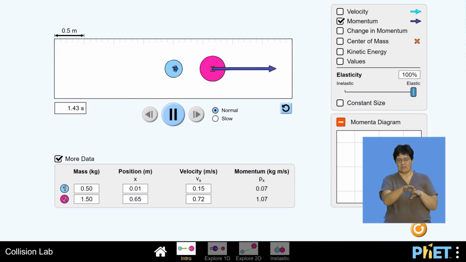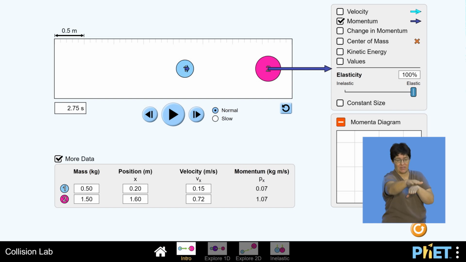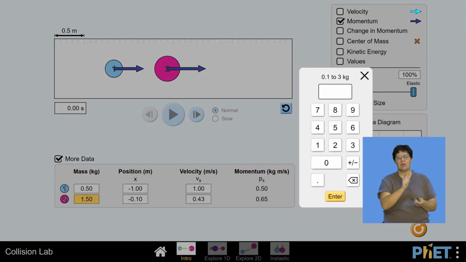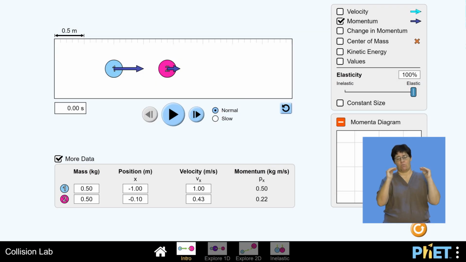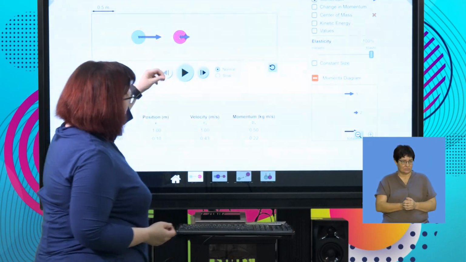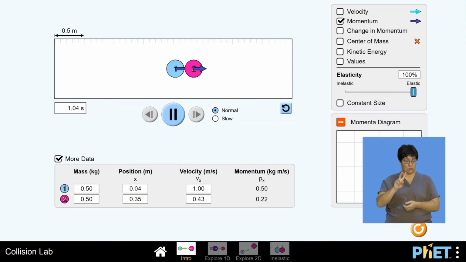So they go. Now, we can also do... can you see I'm thinking? It's sometimes hard. All right, let's change the mass here. Let's make the masses equal, so that we can see whether that makes a difference, because momentum is about mass as well. Let's try this one. Here my total is 0.72. Let's see what happens.